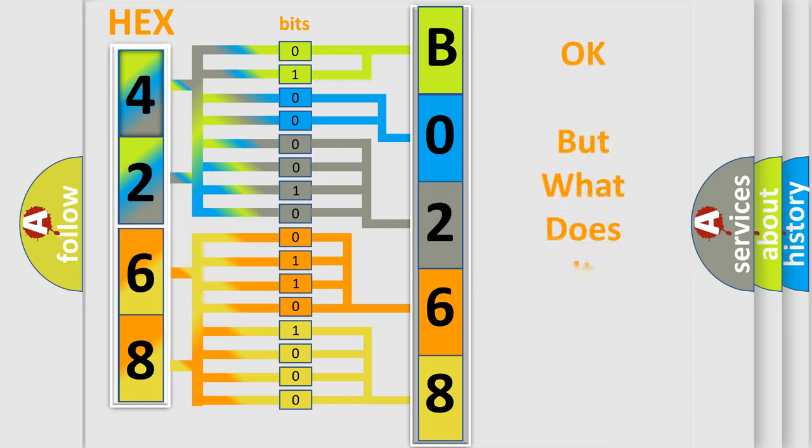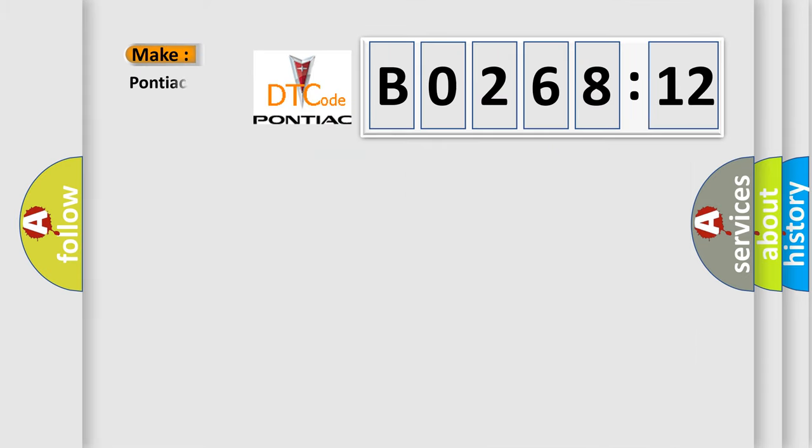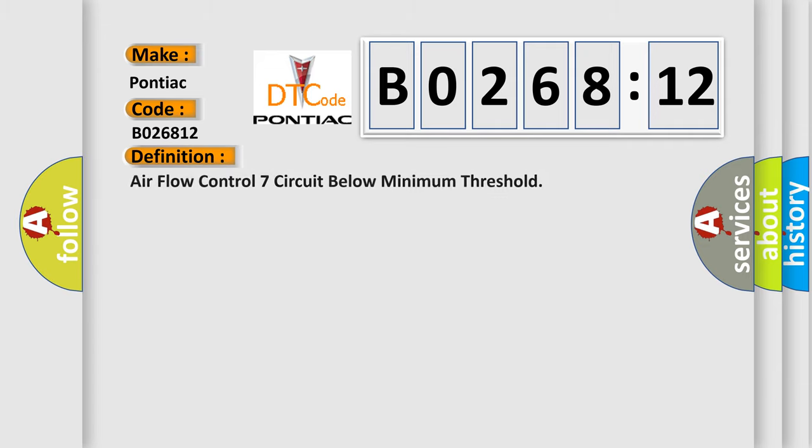The number itself does not make sense to us if we cannot assign information to what it actually expresses. So, what does the diagnostic trouble code B0268-12 interpret specifically for Pontiac car manufacturers? The basic definition is airflow control 7 circuit below minimum threshold.